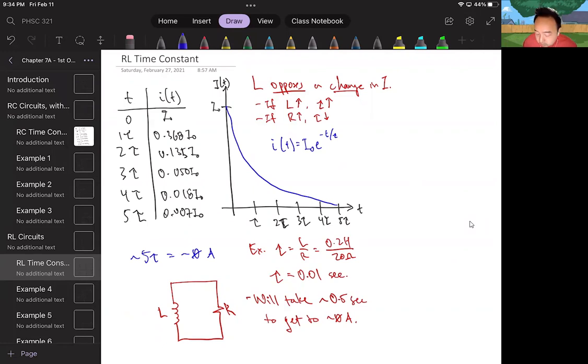As you remember, the inductor does oppose a change in the current. So if your inductance goes up, your time constant also goes up. But if your resistance goes up, your time constant actually goes down in this case. So just a very simple, you can kind of see the graph over time as it exponentially decreases.